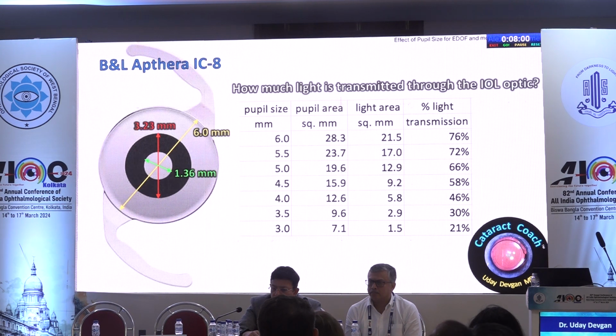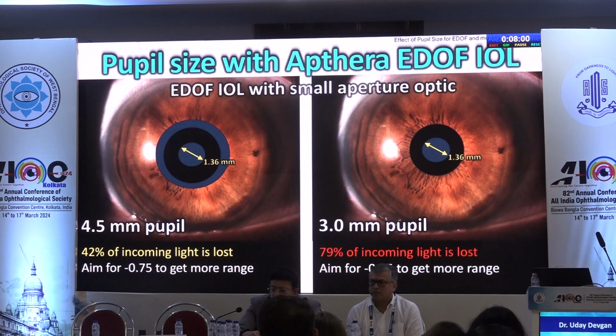You can see at a large pupil, you get most of the light going through, but if you have a patient with a 3 millimeter pupil to begin with, you may block out about 80% of the incoming light. So obviously, there's no way of cheating physics. So even if you love one lens over the other, always keep in mind the concept of the physics behind the lens.